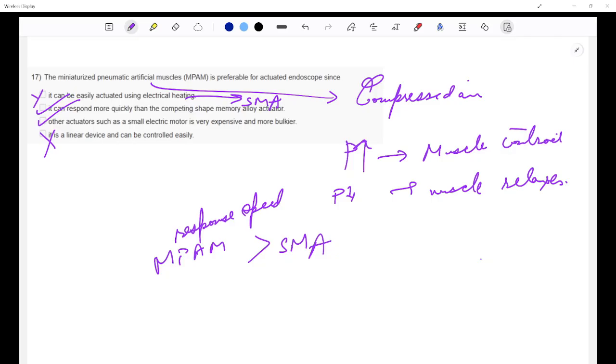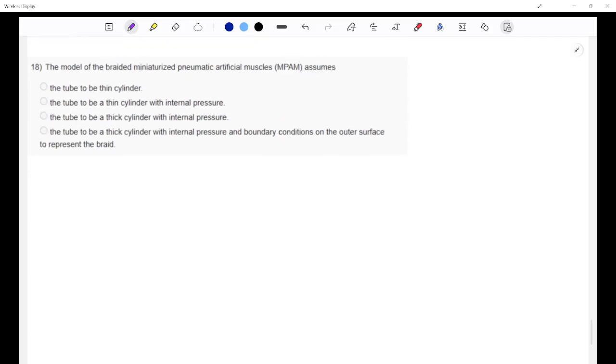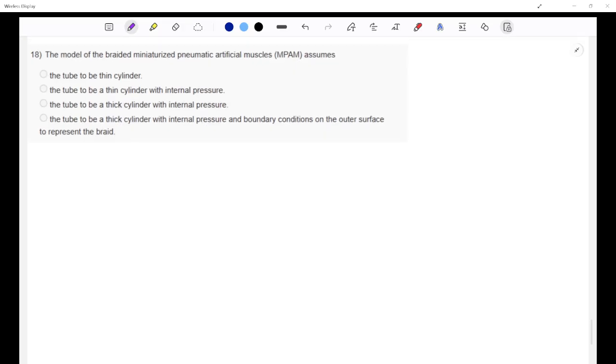All right, let's move to the next question. The model of the braided miniaturized pneumatic artificial muscle, which is MPM, assumes the tube to be a thin cylinder, the tube to be a thin cylinder with internal pressure, the tube to be a thick cylinder with internal pressure, the tube to be a thick cylinder with internal pressure and boundary conditions on the outer surface to represent the braid.